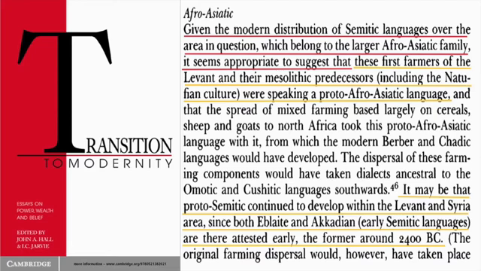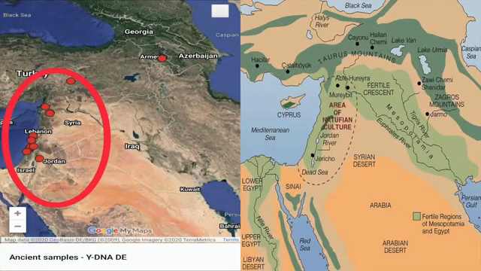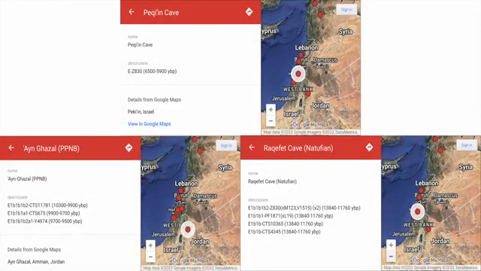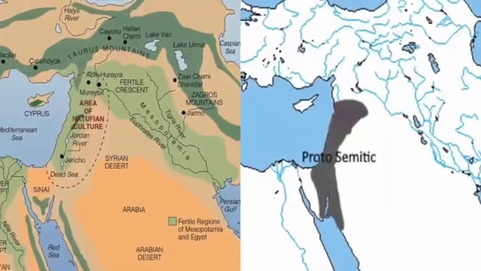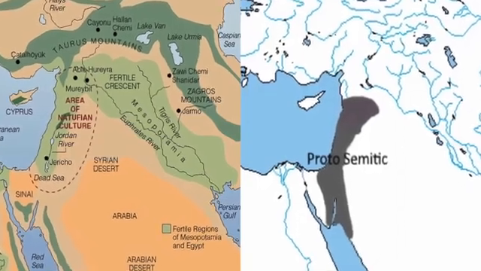It may be that Proto-Semitic continued to develop within the Levant and Syria area, since both Eblaite and Akkadian, early Semitic languages, are there attested early, the former around 2400 BC. So we find the ancestral haplogroup of E-M123, which is E-Z830, among the Natufian remains. Furthermore, E-M123 has a Levantine origin, which is important considering that the Levant is the origin and homeland of Proto-Semites.